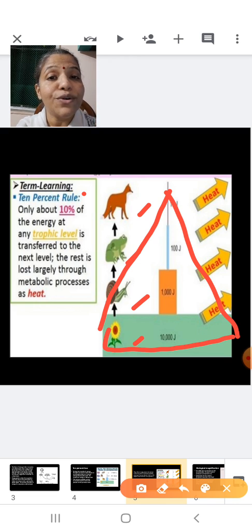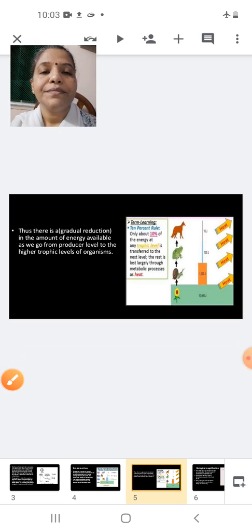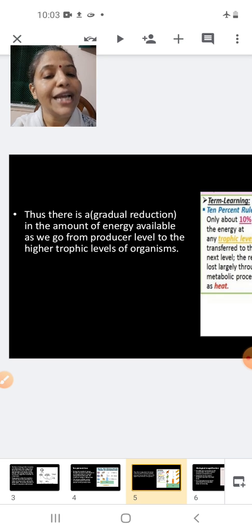Okay, so that's why we draw a pyramid. It is a triangle because the base is going to have more amount of energy as compared to that of the apex, and the apex will be always occupied by the top level carnivore. And so sad, you see, the top level carnivores are going to get very little amount of energy as compared to that of the producers. Thus there is a gradual reduction in the amount of energy available as we go from producer level to the higher trophic level of organisms.